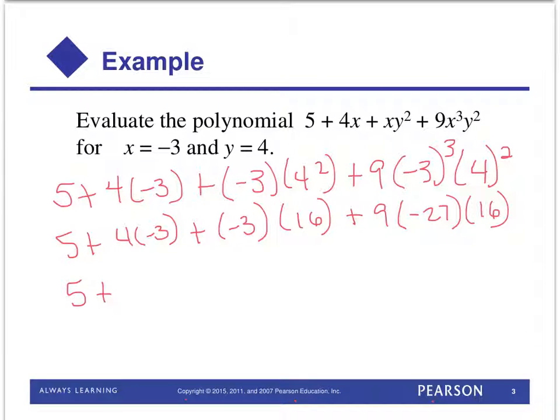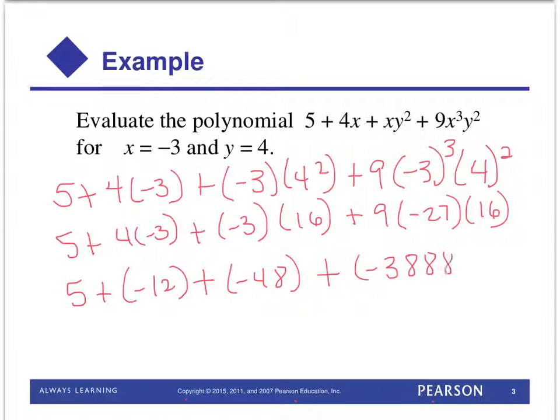We get 5 plus a negative 12 plus a negative 48 plus a negative 3,888. So our final answer is negative 3943. Now, could you have just left these as negatives because the numbers after them were negative? Yes, you could. It was just easier. As I was writing, I saw the plus and I substituted those in parentheses.